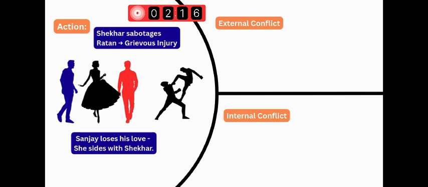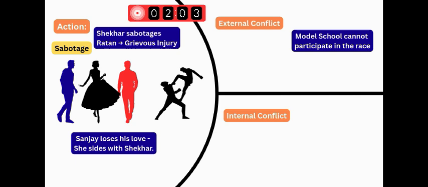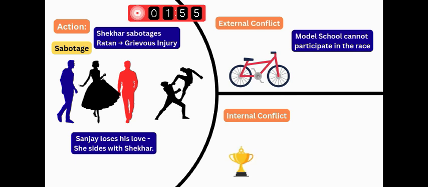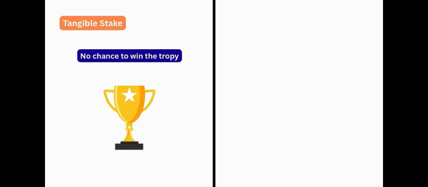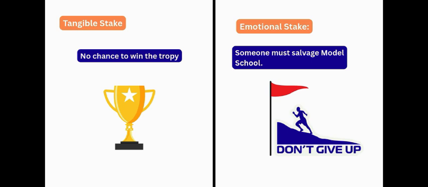Now, the external conflict, the action is clear. The action is the sabotage by Shekhar and his friend. However, the external conflict has risen now. The external conflict is that the model school now does not have a chance to participate in the race, let alone win the race, because there is no one else other than Ratan who could stand against Shekhar. Internal conflict is feeling defeated without even being defeated. The tangible stake is that there is no chance for the model school to win the race now. However, the emotional stake is that they cannot accept this defeat. Somebody must salvage the situation.